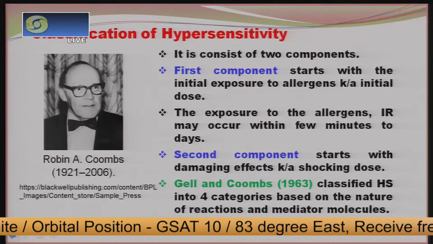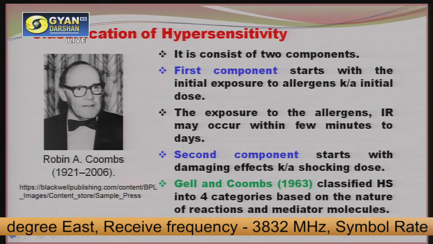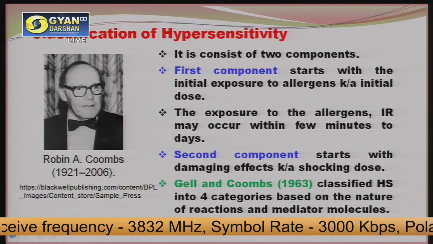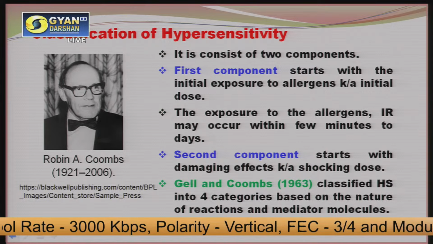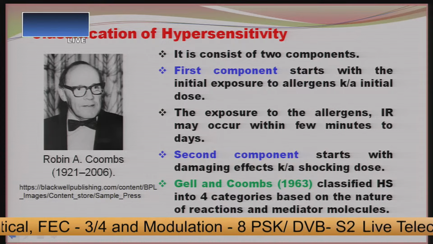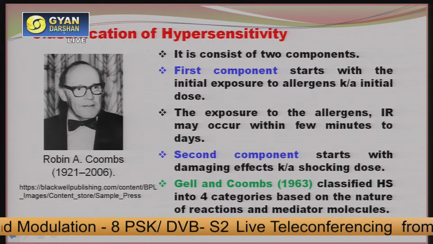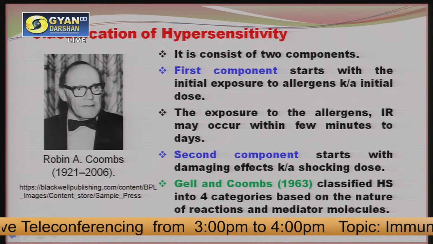Another thing I want to discuss is the classification of hypersensitivity. We can classify hypersensitivity into four groups: type first, type second, type third, and type fourth. Basically in hypersensitivity there are two components. The first component starts with the initial exposure to the allergen, known as the initial dose, and the immune response to the allergen may occur within a few minutes up to 2 days. It is the second response, you can say.